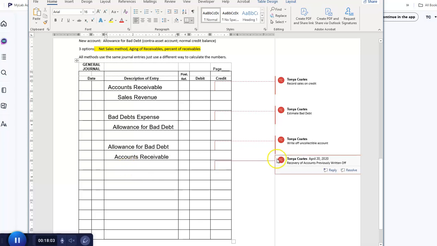Then the next part is, if we have the recovery of our accounts previously written off, the next step here will be debit accounts receivable and credit allowance for bad debt. We would put it back in accounts receivable to reinstate the account. And then we would debit cash and credit our accounts receivable when the customer pays.